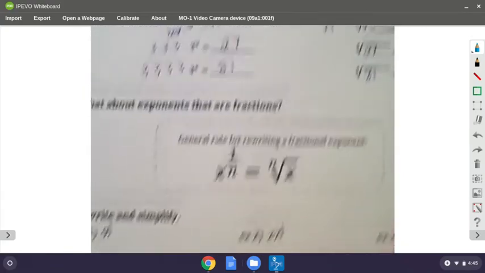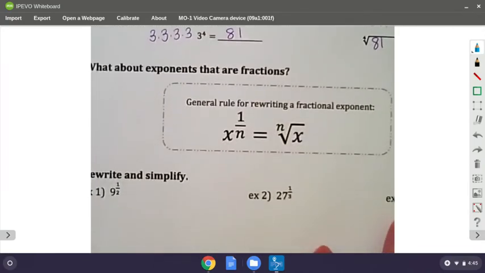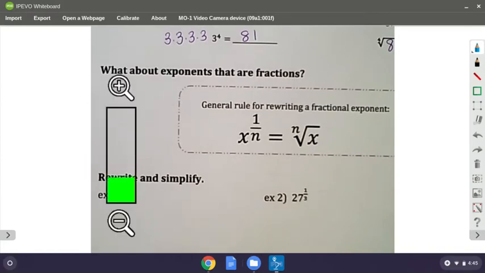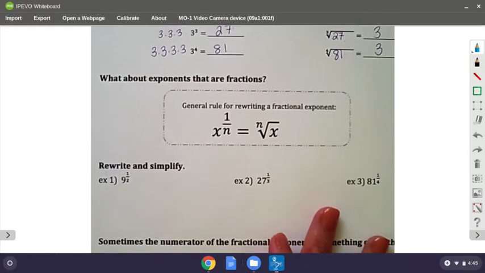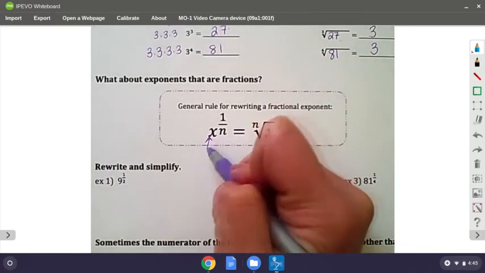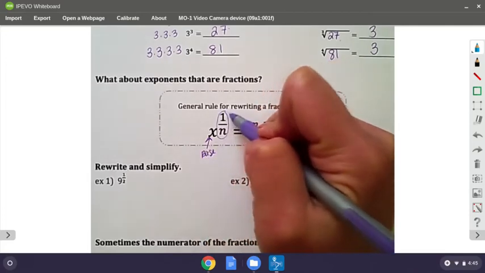Okay, so that's what happens when we have exponents that are whole numbers. Now we're going to get into what happens when we have exponents that are fractions, also known as fractional exponents. So this is a general rule for rewriting a fractional exponent. Here's your base. This whole 1 over n, that's your exponent.